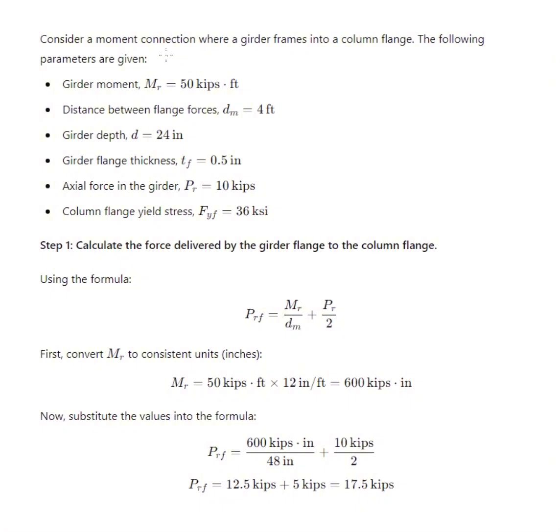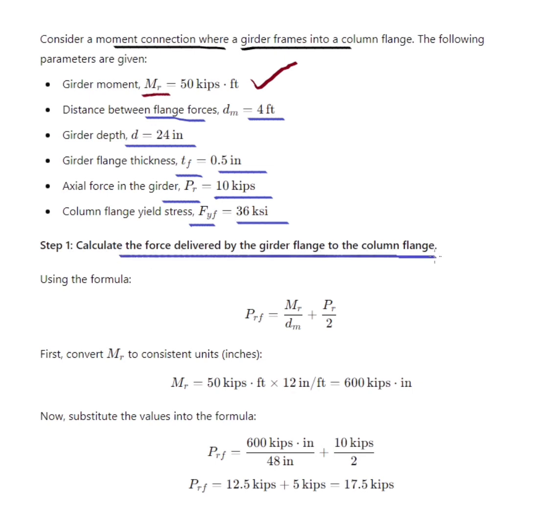So we can see one example. Consider a moment connection where the girder frames into the column flange with the following parameters: moment is 50 kips-feet, distance between flanges DM is 4 feet, girder depth 24 inch, thickness of flange 0.5 inch, axial force is 10 kips, and flange yield stress is 36 ksi. Calculate the force delivered by the girder flange to the column flange.